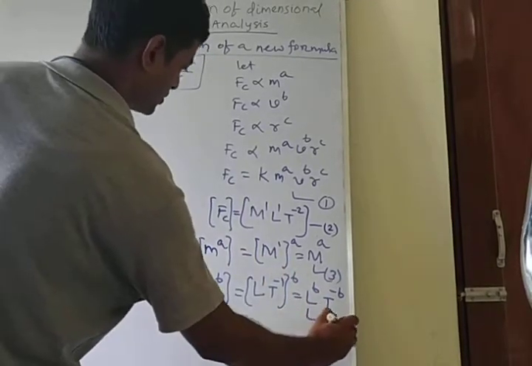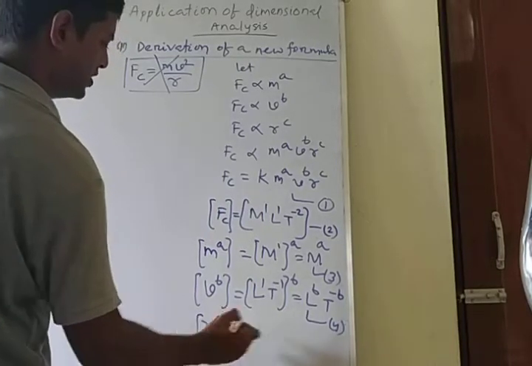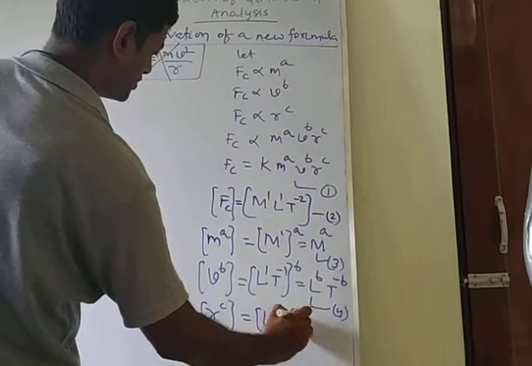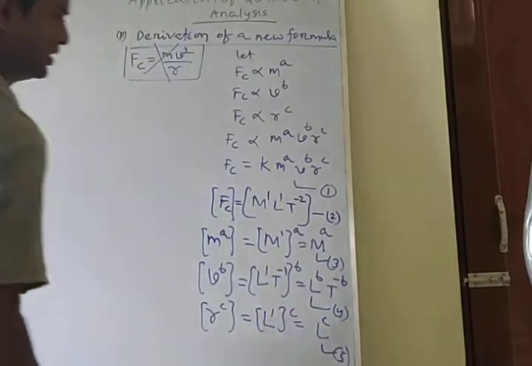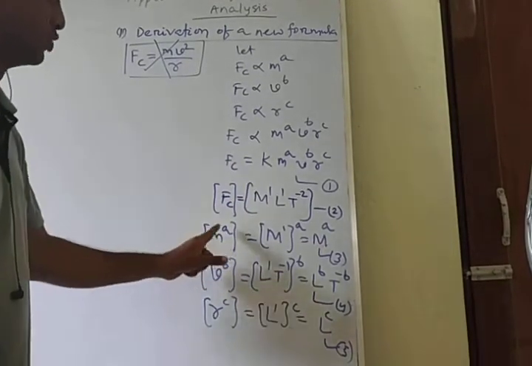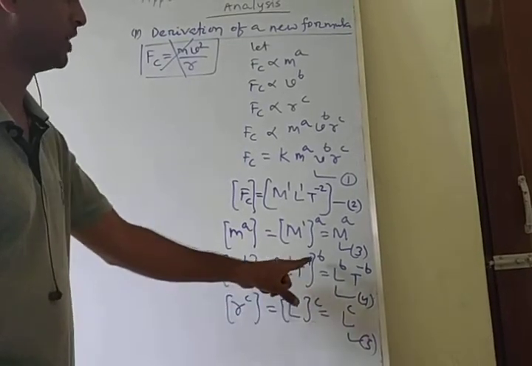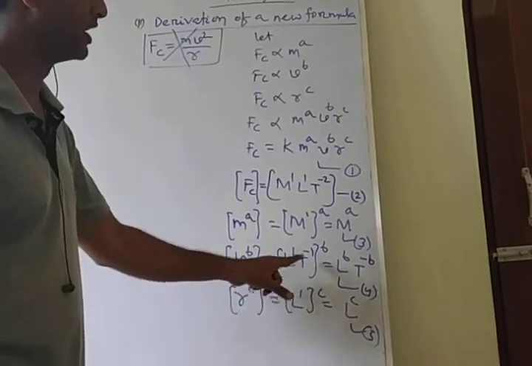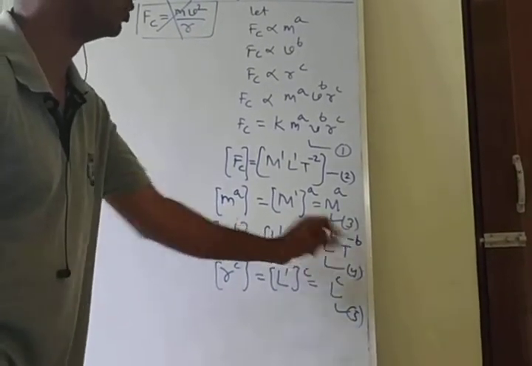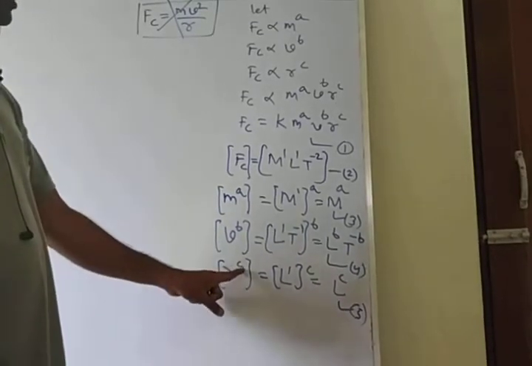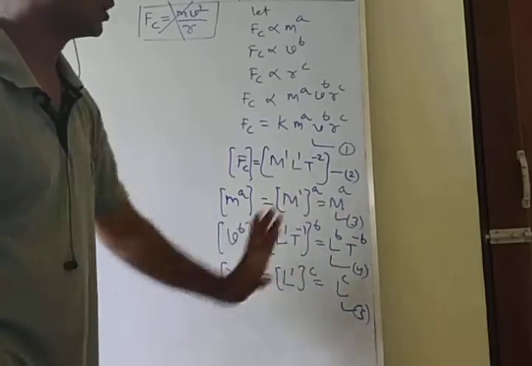Now equation 4. Now the last one, R to the power C. Radius is length, so L1 to the power C will be L to the power C, equation 5. Just observe these: M to the power A is mass to the power A. Velocity to the power B is L1 T minus 1 to the power B, and 1 into B is B, so L to the power B, T to the power minus B. Similarly, R to the power C is L1 to the power C, and 1 into C is C, so L to the power C.